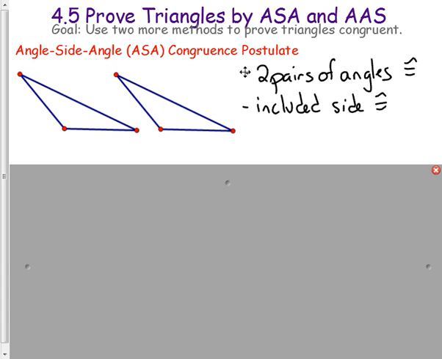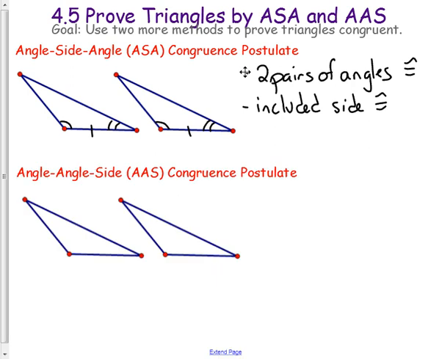So when we look at this, we can pick any pair of angles. So we'll pick these bottom two, for example. And for it to be angle, side, angle, we need the side that is connecting the two angles to be congruent. This is angle, side, angle.